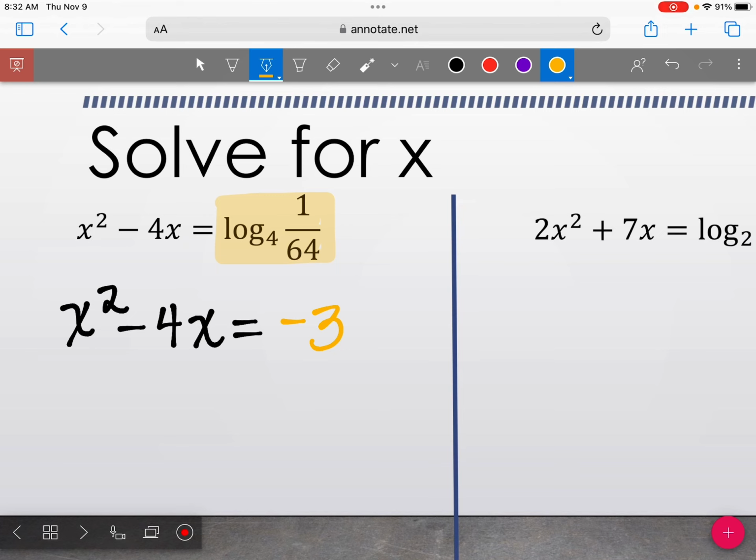We're going to add the 3. When I add it, now that's a +3. Go ahead and factor that down. Two numbers that multiply to be 3 and add to -4. We don't need to make a box because A is 1.